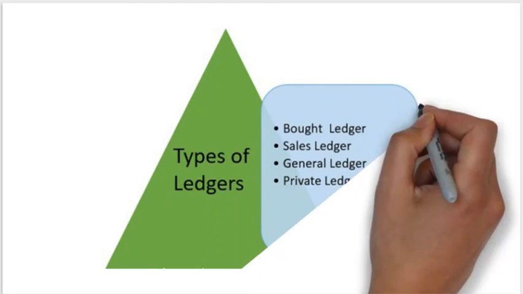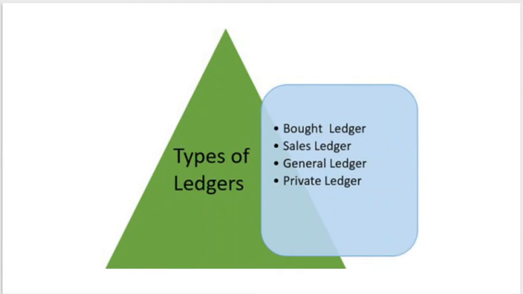Five types of ledger. First, bought creditors ledger. It is prepared for recording the transactions of those from whom the goods have been acquired on credit. It can also be termed as a purchase ledger. Second, sales ledger, or debtors ledger. In it, the transactions of the debtors, i.e. those to whom goods have been supplied on credit, are recorded.